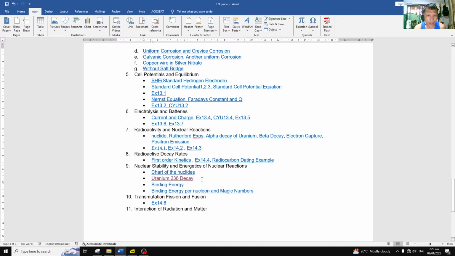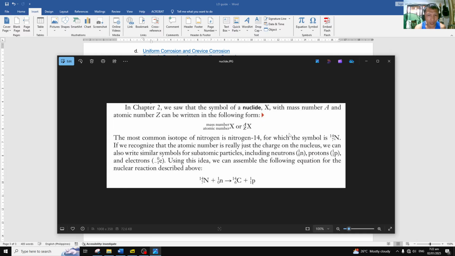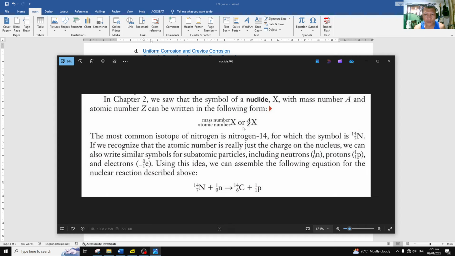And then for nuclear stability, there are also some discussions there, but maybe I can try opening my notes here. So as you can see, we will be referring to this as a nuclide. Nuclide.